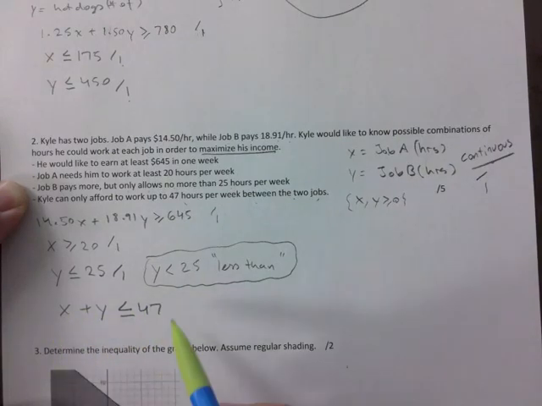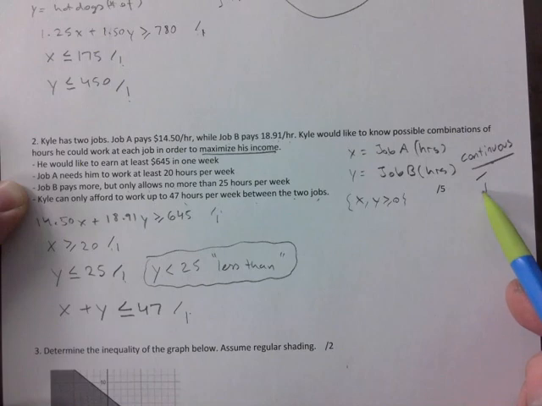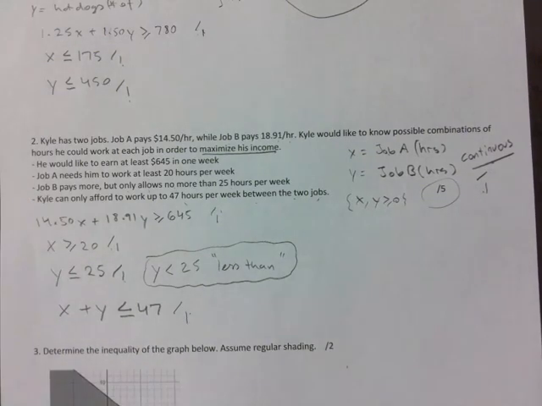Between the two jobs, there has to be less than or equal to 47, so that's another mark. So 1, 2, 3, 4, 5. We are at 5 there.